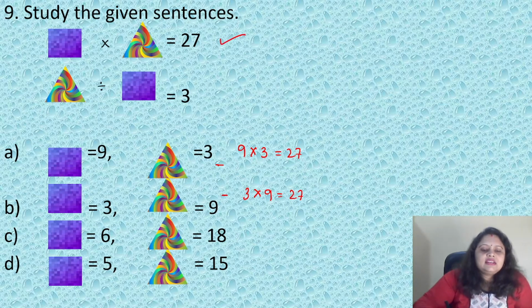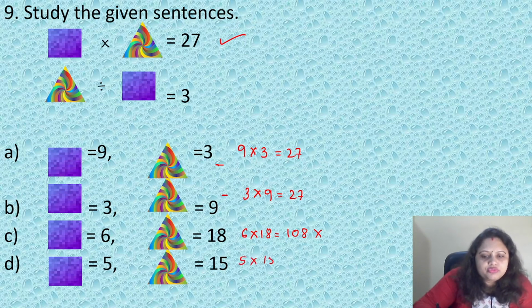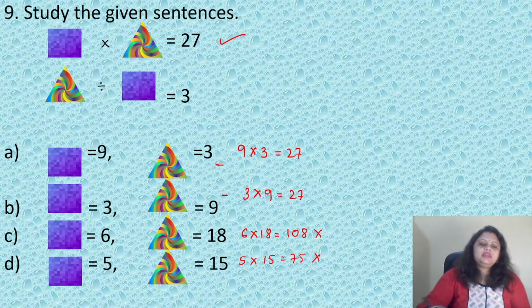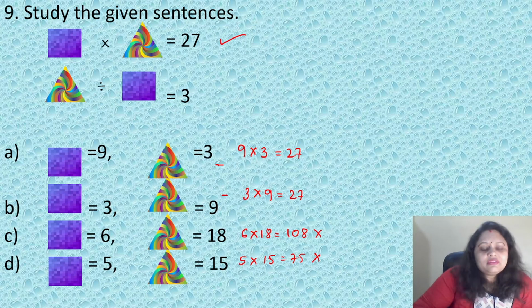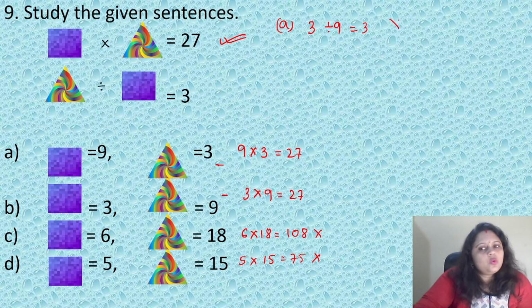Okay. Next, 6 and 18. 6 into 18 is 108. It cannot be the answer. Then 5 and 15. 75. It cannot be the answer. So our answer will be from option A or option B. Whatever be the value of square and triangle, their multiplication will be 27. Then triangle divided by square equal to 3. Let me check option A. Triangle divided by square, 3 divided by 9 equal to 3. Is it correct? No, it is not correct.